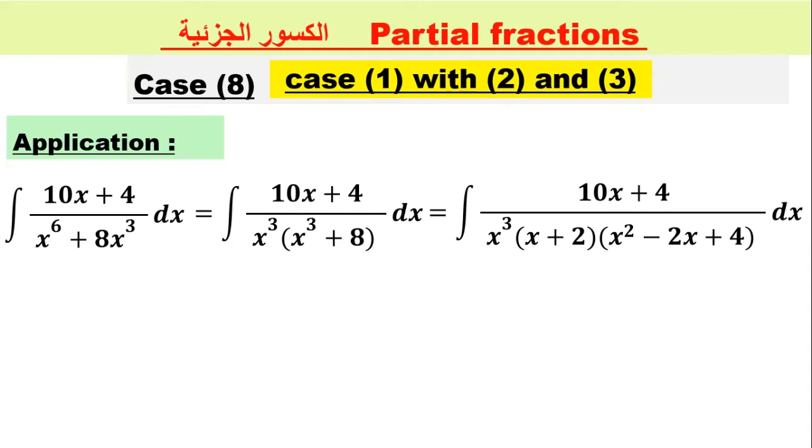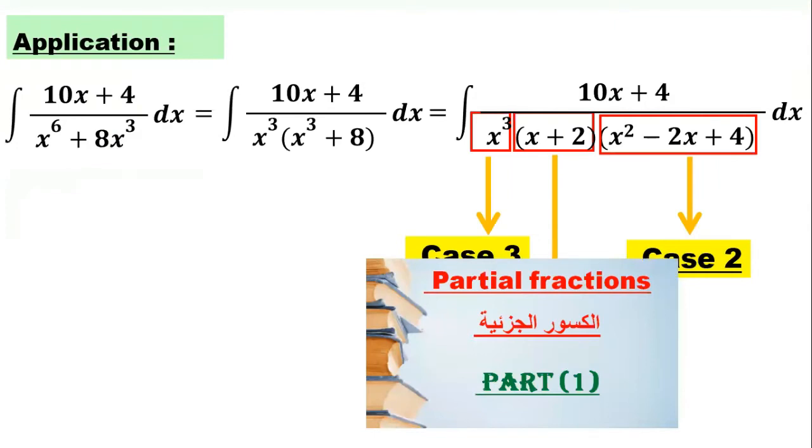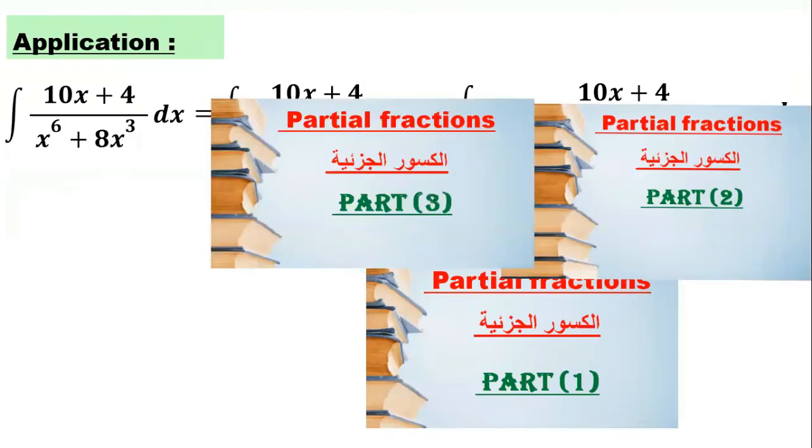And we can see that x^3 represents case 3, the bracket (x + 2) represents case 1, and the bracket (x^2 - 2x + 4) represents case 2. And cases 1, 2, and 3 we discussed in detail in parts 1, 2, and 3, and you should see them for more details.